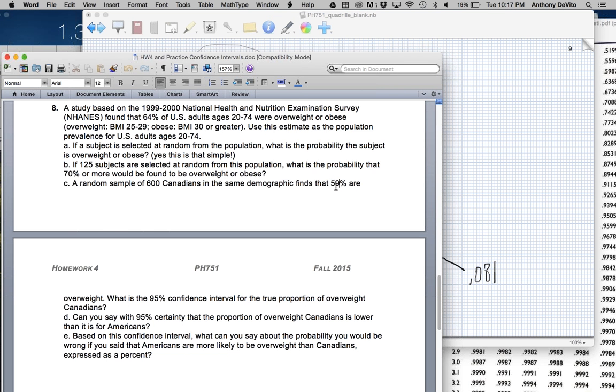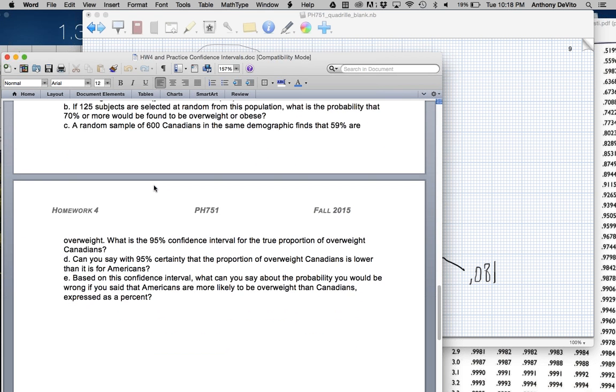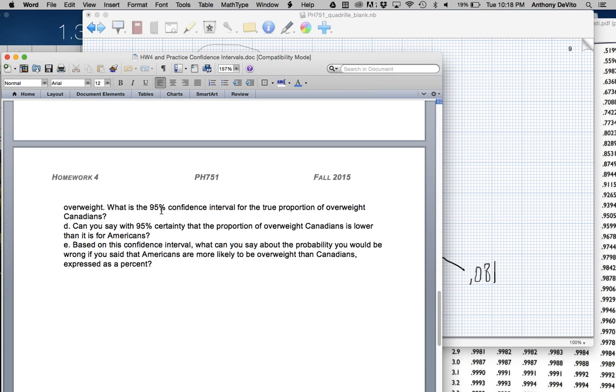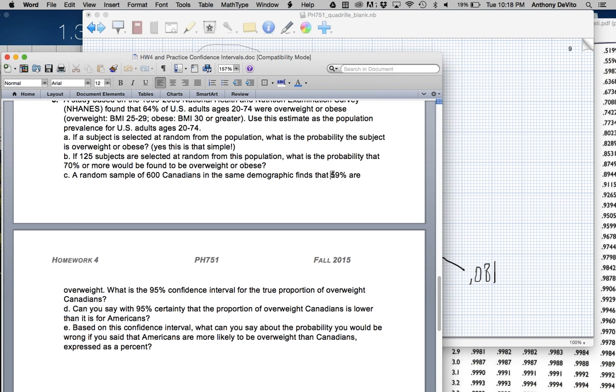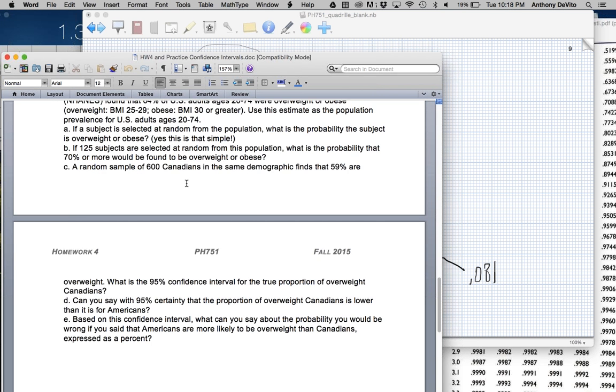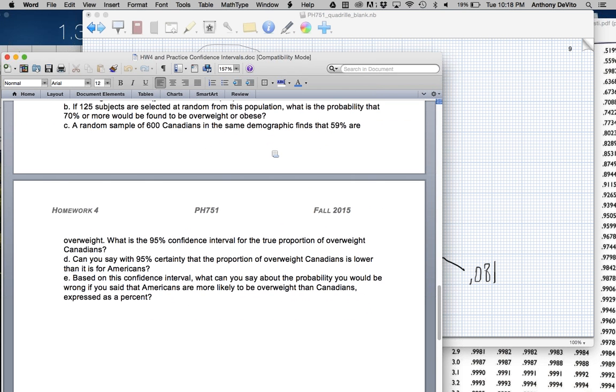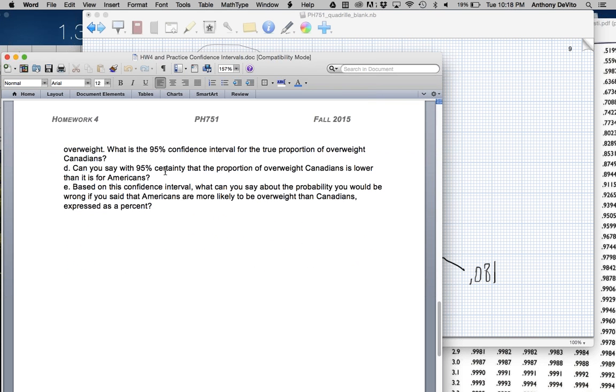We can calculate a standard error: 0.59 times 0.41 divided by 600. Take the square root of that, that's our standard error. And if we want a 95% confidence interval, we would multiply that standard error by 1.96 and add it and subtract it from our 59% to get our 95% confidence interval for the true population proportion of obese Canadians. Okay, now once we've found a 95% confidence interval, which I'll leave up to you to do the math, we can go to the next question.